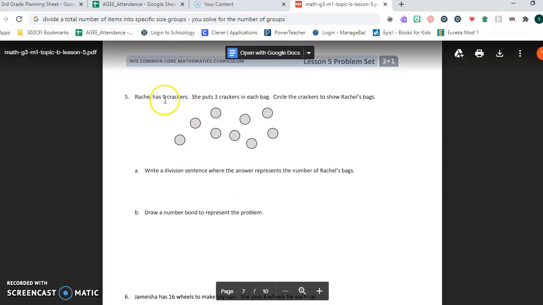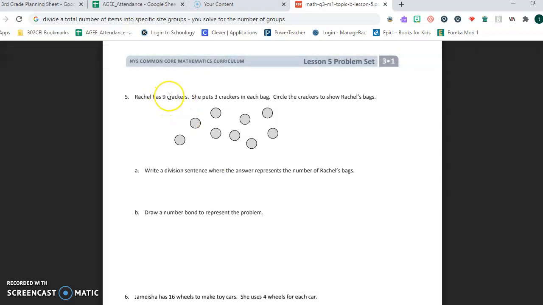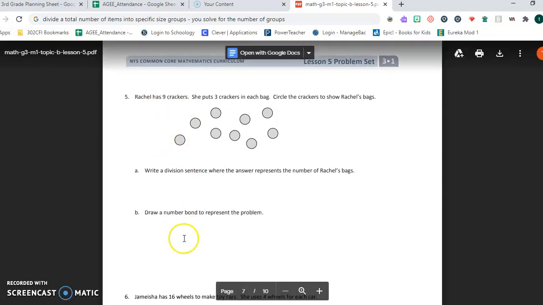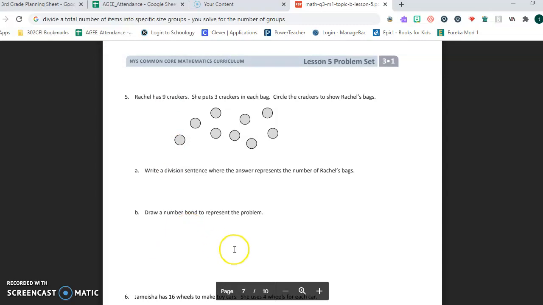Okay, so the whole is here, and then the number of groups is how many circles come off of the whole, and then inside the circle is the items in each group. So you'll draw a number bond in this space below.